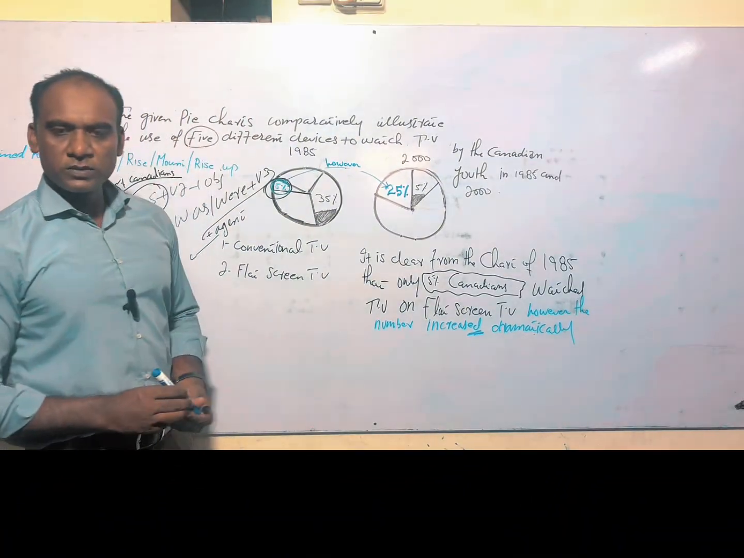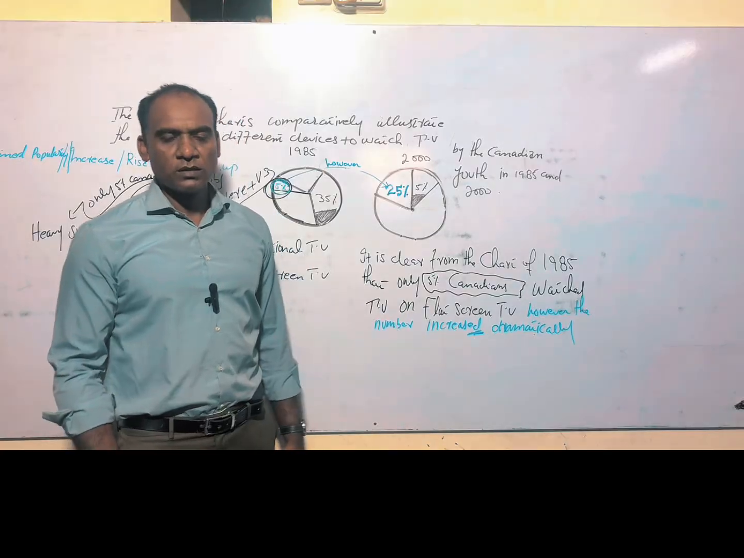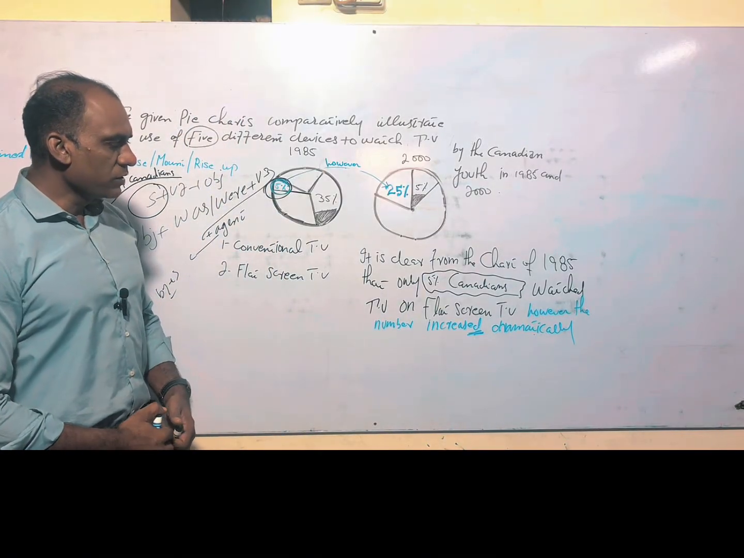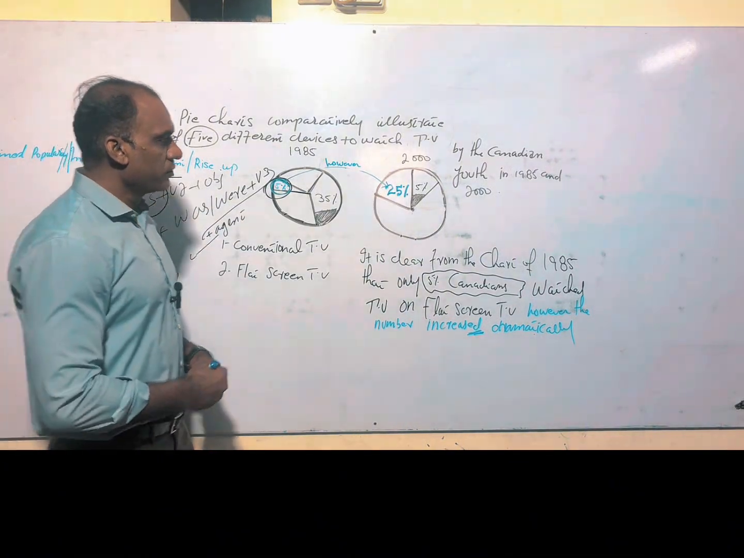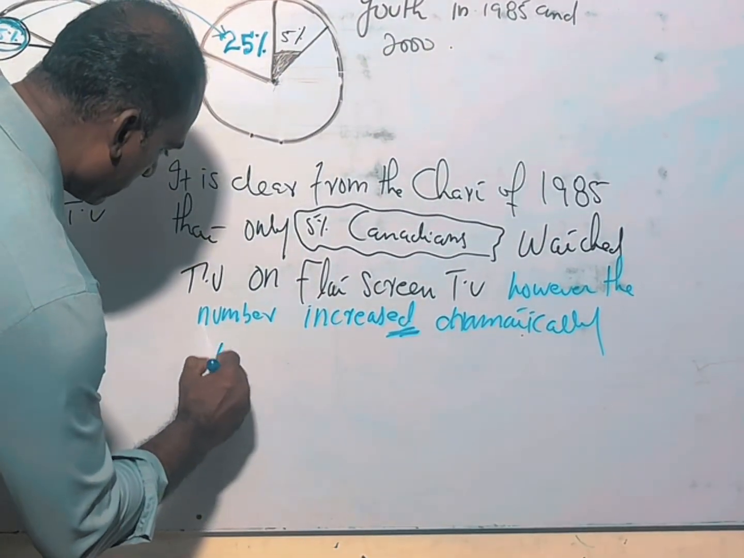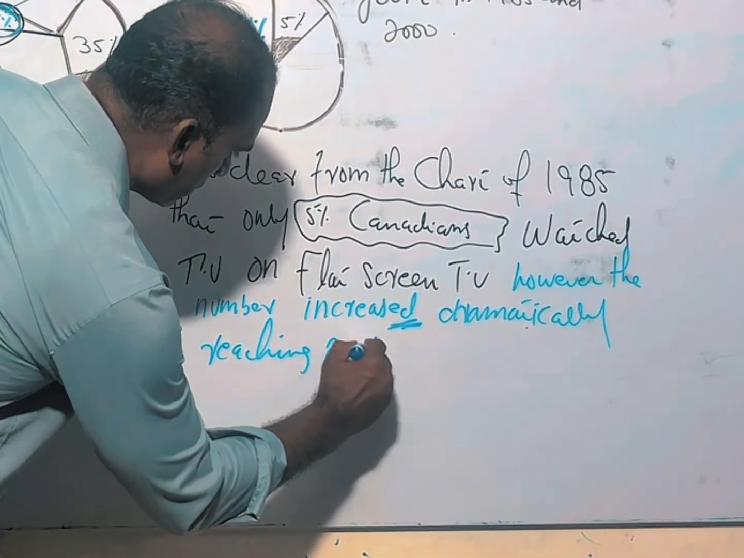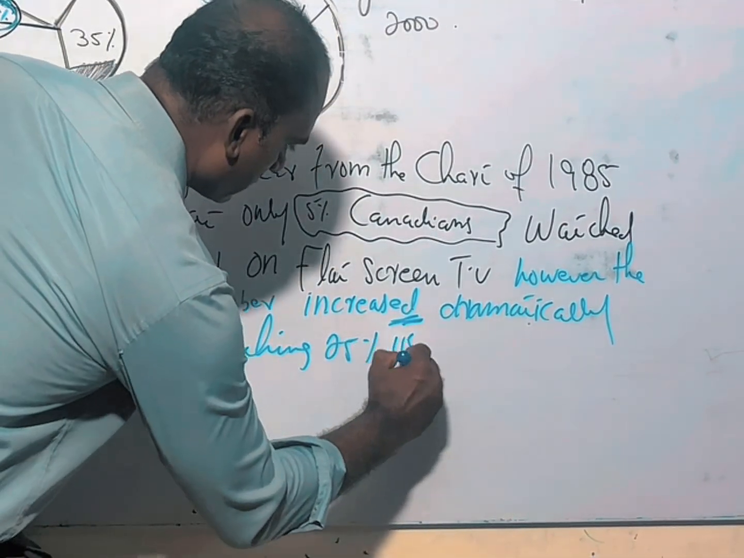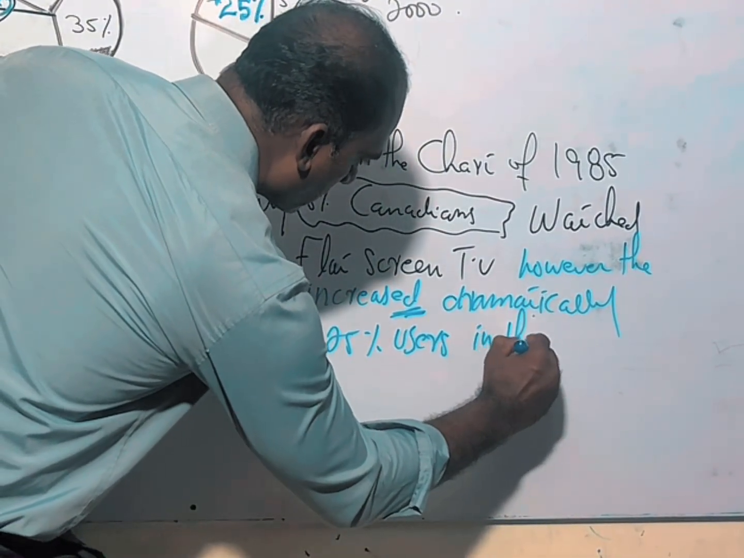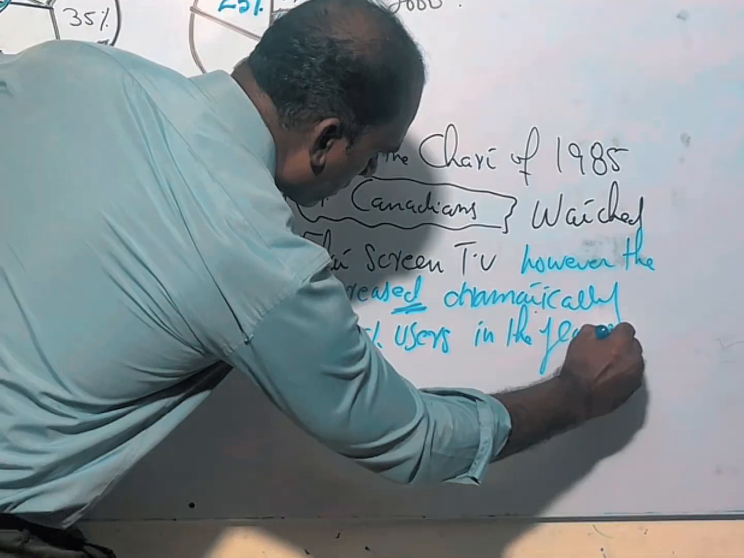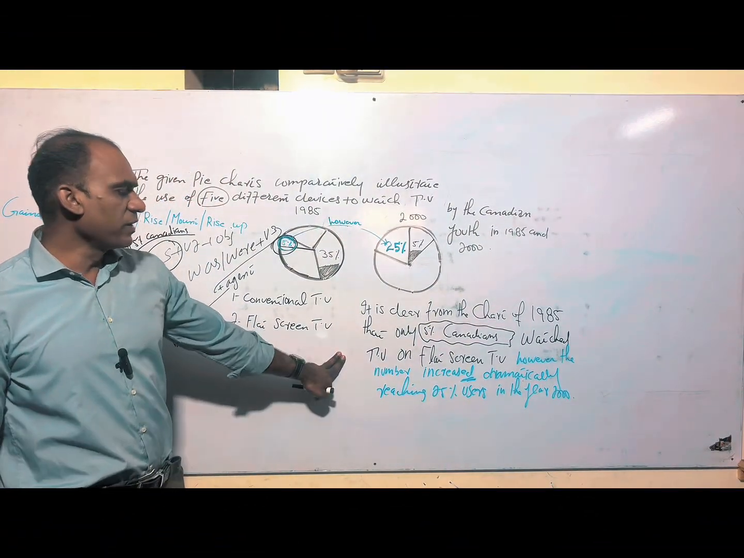Now you are the person who is saying the number increased dramatically. Prove it. How did it increase dramatically? Then you will be putting this information there: reaching 25% users in the year 2000. Okay, this is just one way I described.